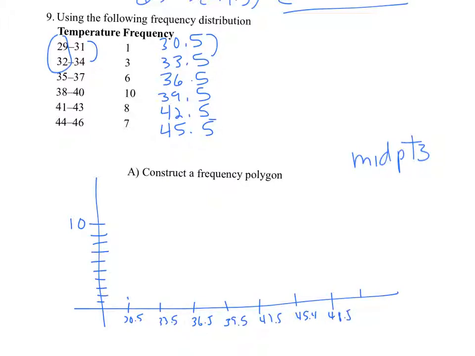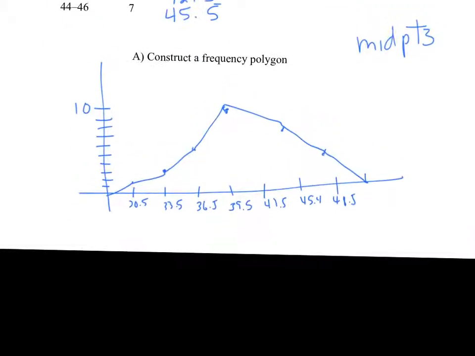The frequencies are 1, 3, 6, 10, 8, 7. Connect the zeros, and voila, we got a polygon. Remember midpoints and frequencies. And we are done with this page. Move on to the next one. It's so fun. We're making great progress.